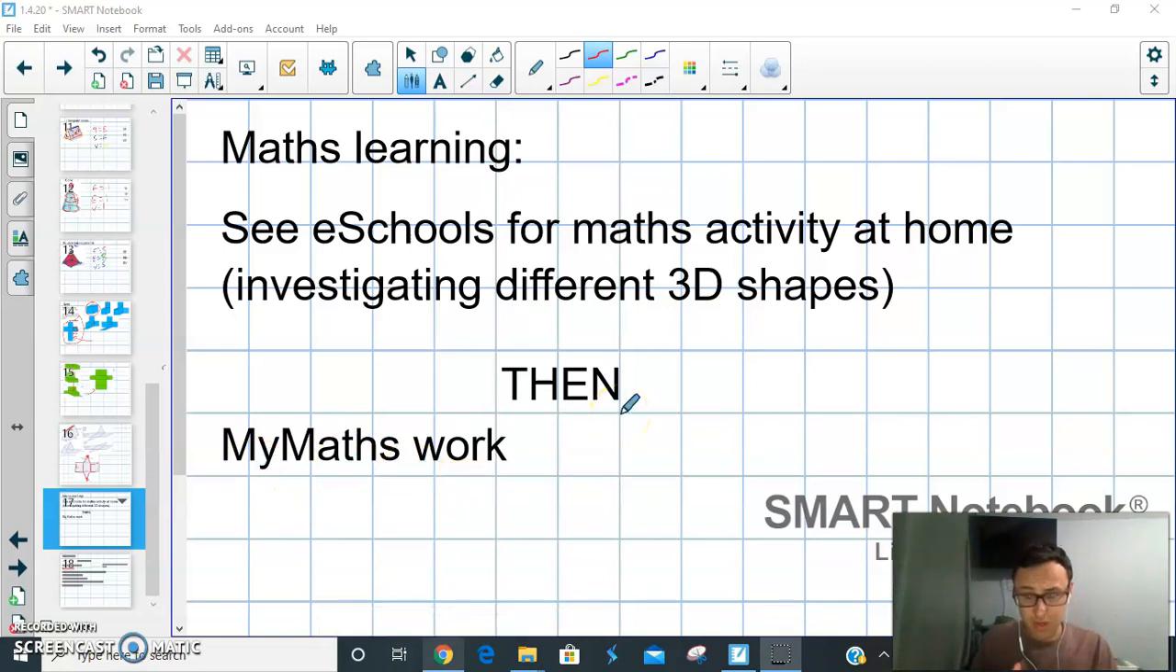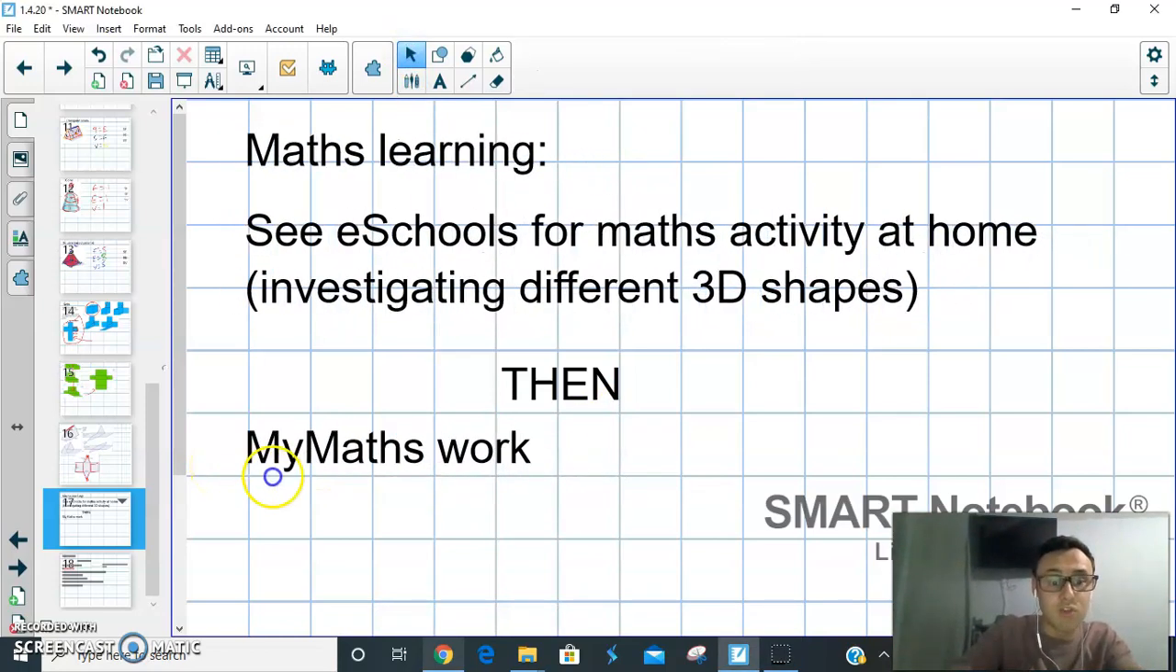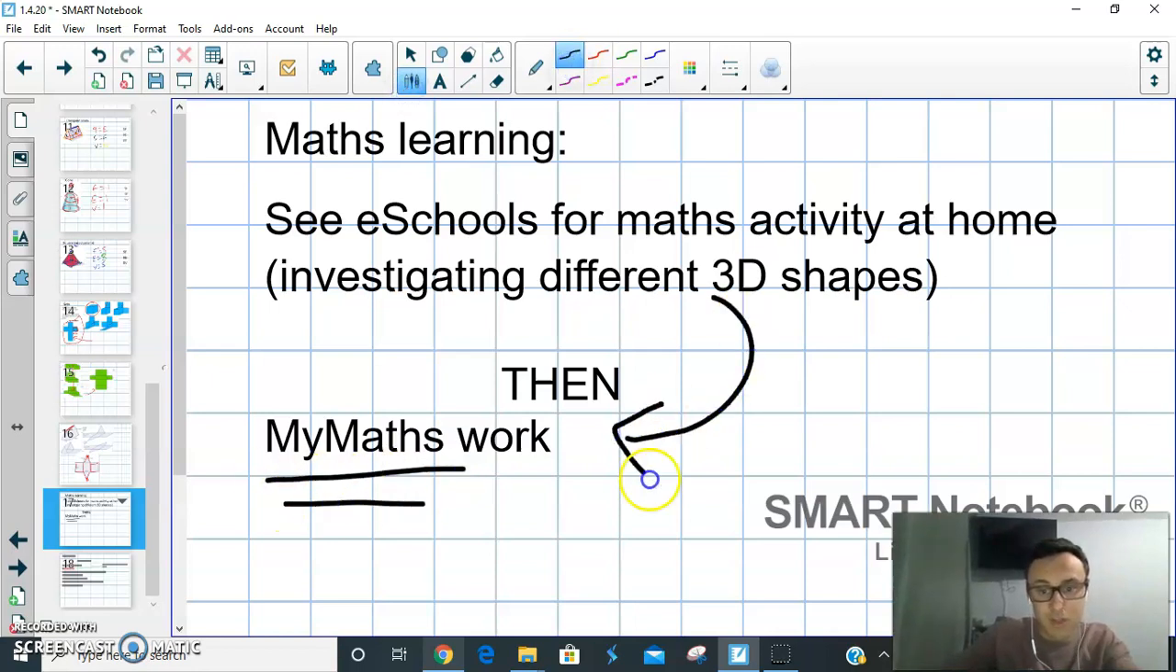Once you've done the practical activity going around the house looking for items, then you can do the MyMaths work, which obviously you're pretty good at now. You can then do the MyMaths after, please, once you've done the practical task, and hopefully your scores will improve.